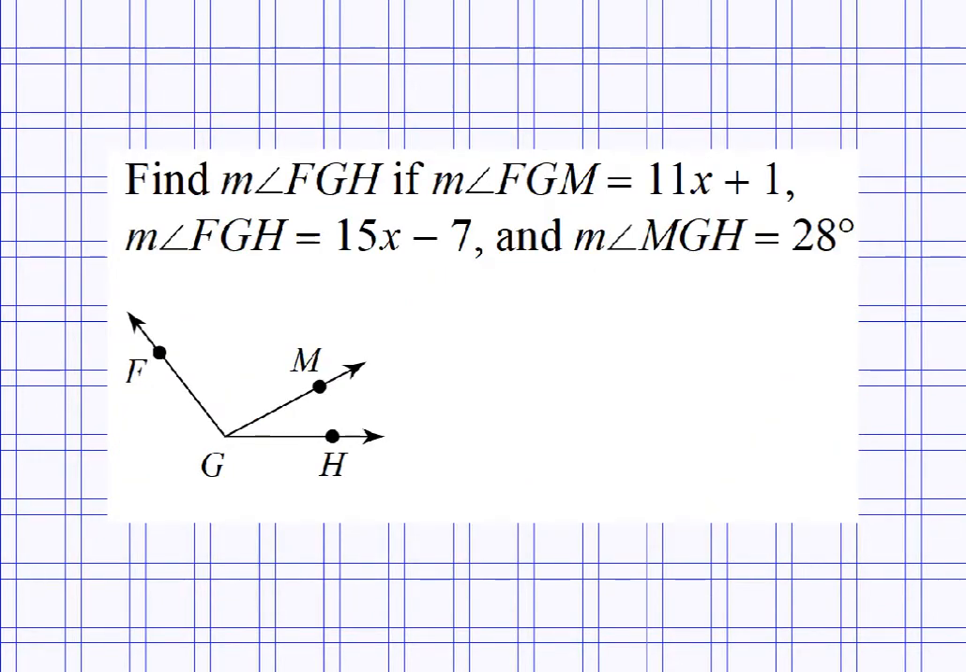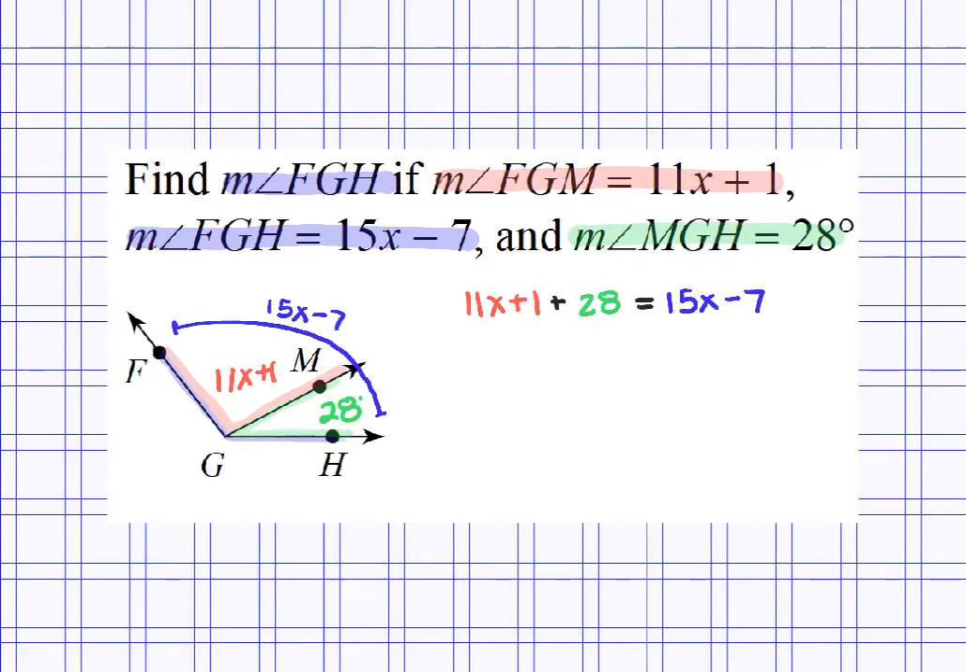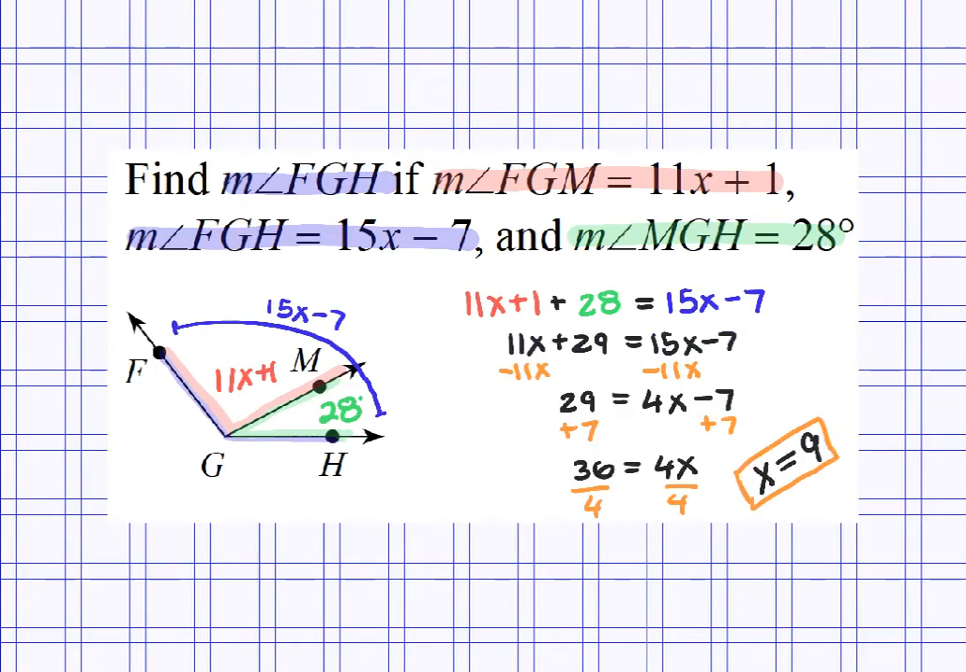Let's try another example. Find the measure of angle FGH if the measure of angle FGM is 11x plus 1, the measure of angle FGH is 15x minus 7, and the measure of angle MGH is 28 degrees. As you can see, first I labeled my diagram and then set up an equation that corresponds to it. Now I just have to solve for x.